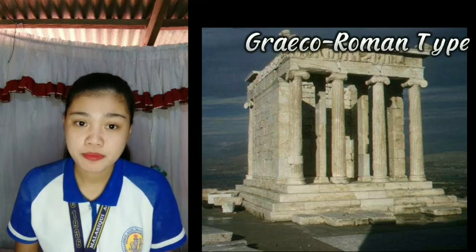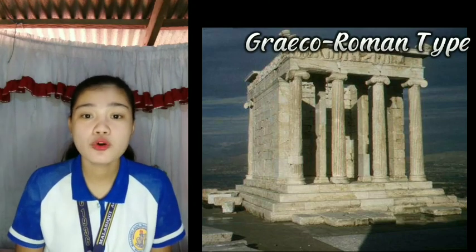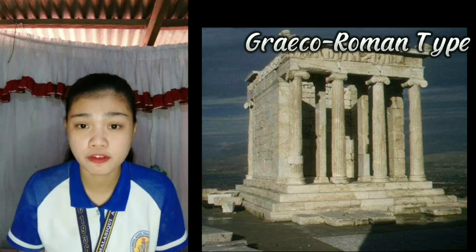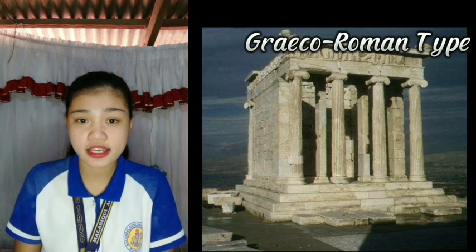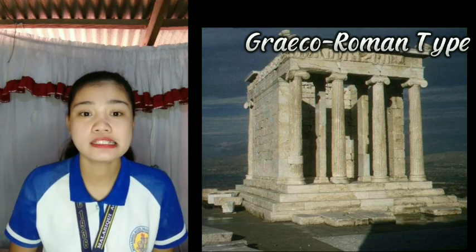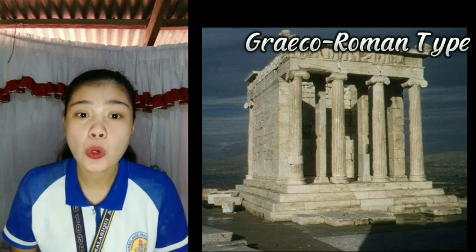Now let's proceed to the Greco-Roman type, which is rectangular with shallow flutes. They are tall and slender, and the height is nearly 6 to 8 times the lower diameter.